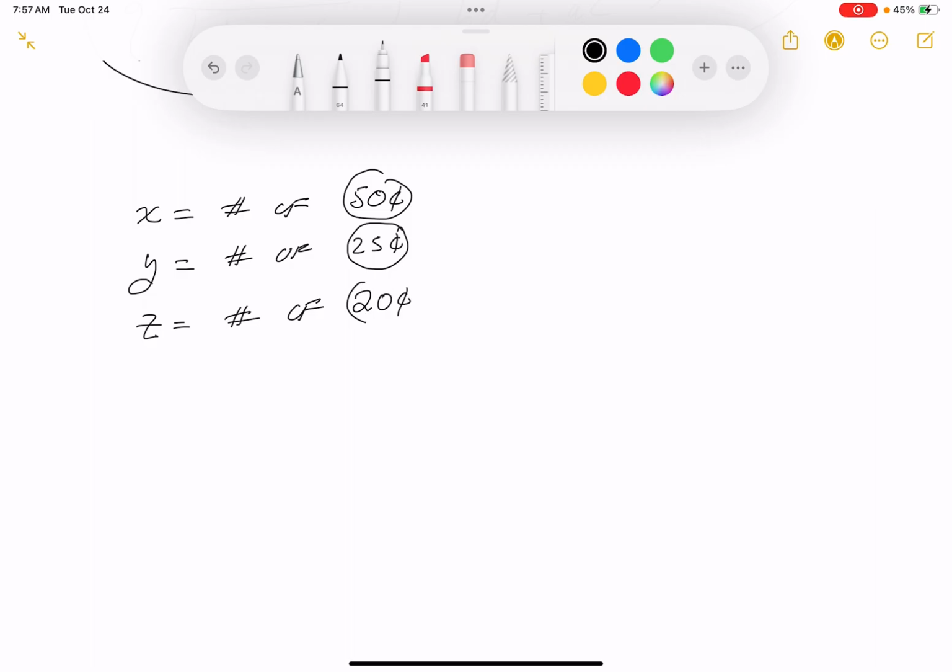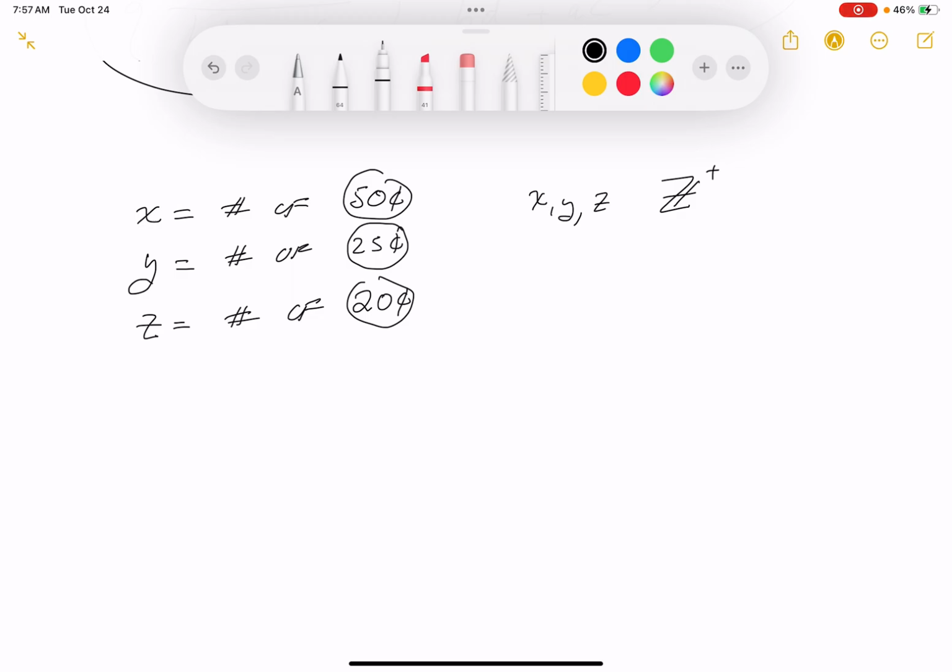By the way, I prefer to use cents. So I want to go back and understand that for every x I have 50 cents, for every y I've got 25 cents, and for every z I've got 20 cents. And I want to point out that x, y, and z have to be positive integers, by the way. All right? They can't be negative numbers.